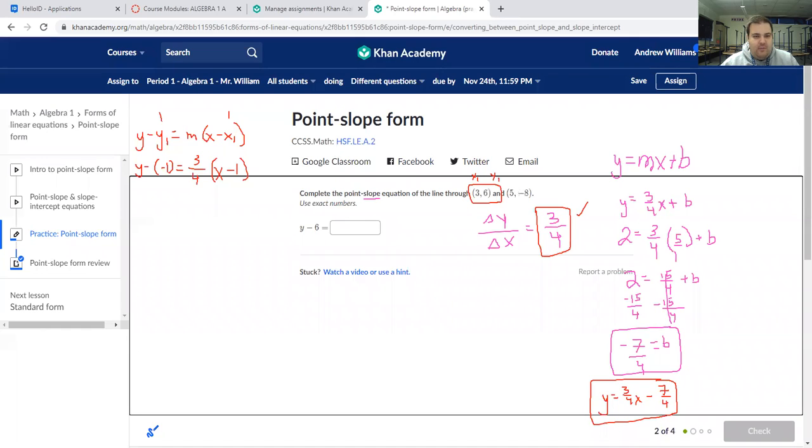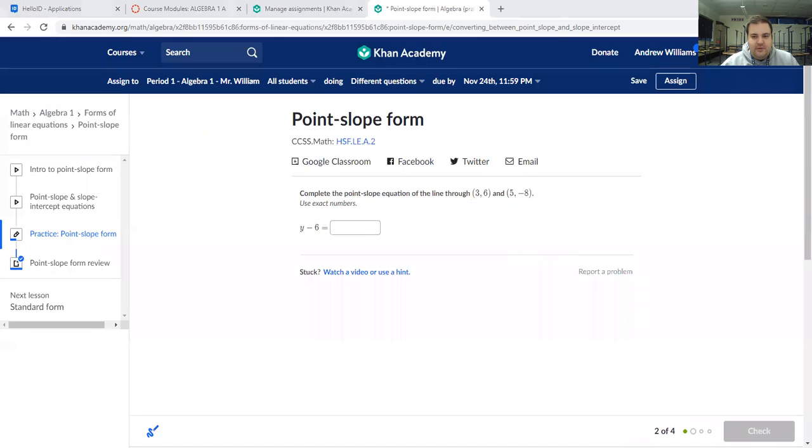Let me clear this off, and then we will completely do this. So first, you're going to need to get this into y minus y sub 1 equals m times x minus x sub 1 form. That is the point slope form equation. You know, we say slope intercept form, y equals mx plus b. This is point slope form: y minus y1 equals m times x minus x1.